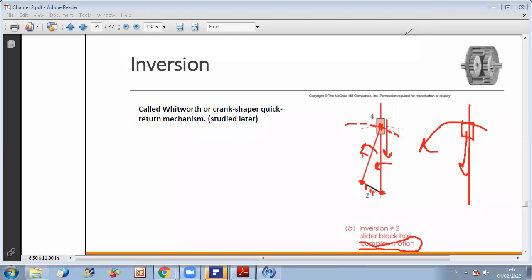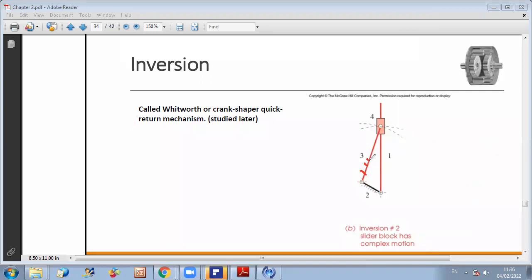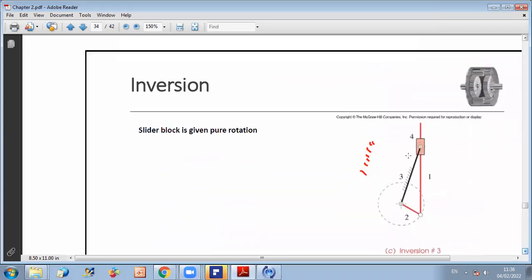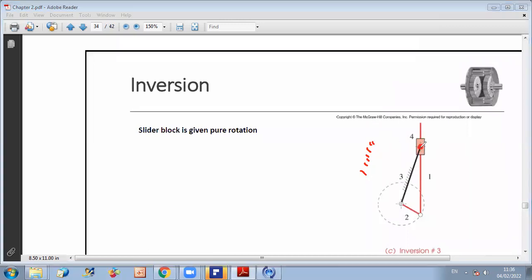Now, the third possibility here is to fix this link. If we fix this link, let us see what will happen. What will the block do? What will be the only possible motion of the block? Look, the center of your block is fixed. It cannot move anymore. Whenever you have in a rigid body a point that is fixed, then your block will just rotate about this point. So in this case, this inversion will lead to pure rotation of the block.